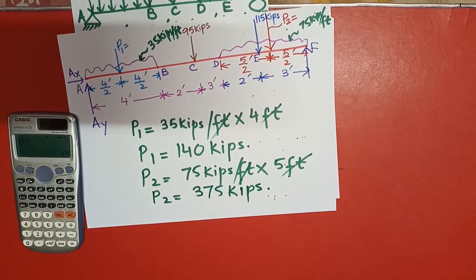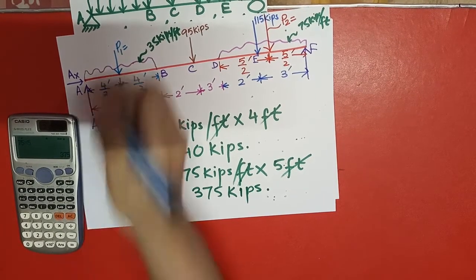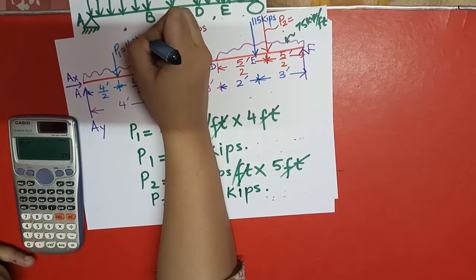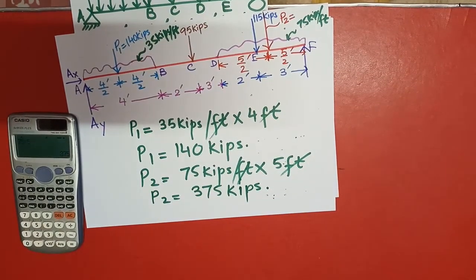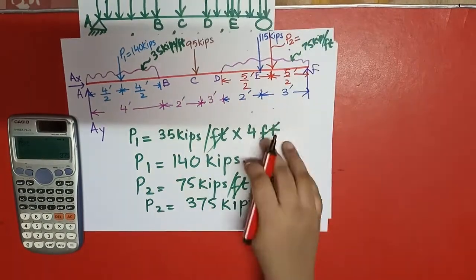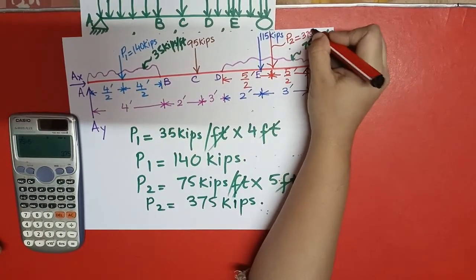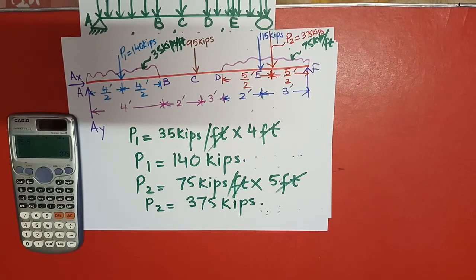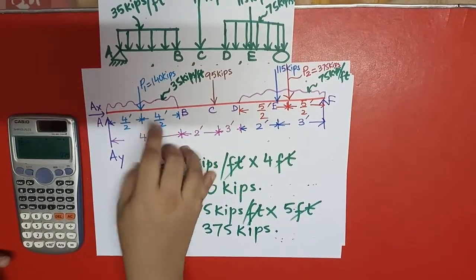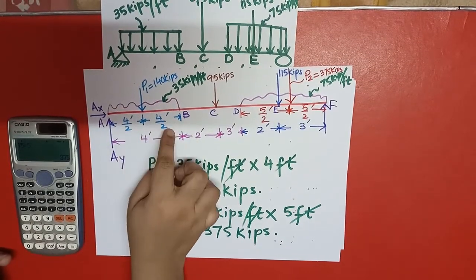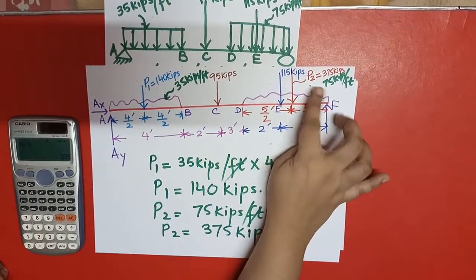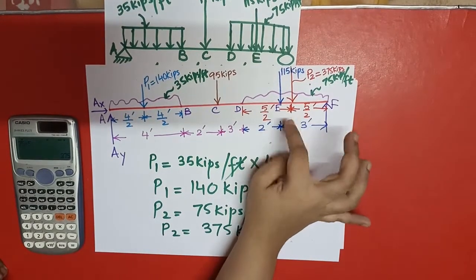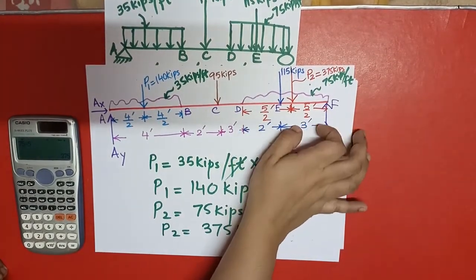Now what I have to do, I can write P1 is equal to 140 kips and P2 is 375 kips. So it must be lying at the center of its length, so 4 divided by 2 here, 4 divided by 2 here. P2 must be lying at the center of the total length of the UDL, so it is 5 divided by 2, 5 divided by 2.